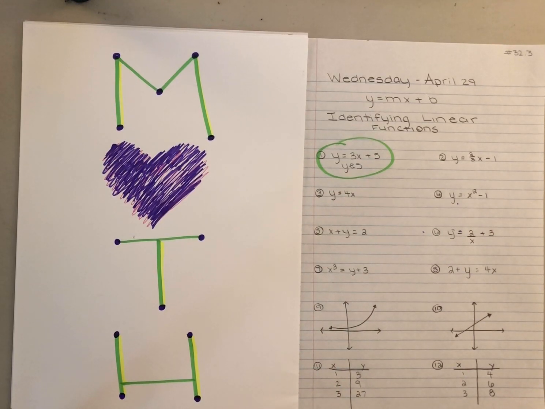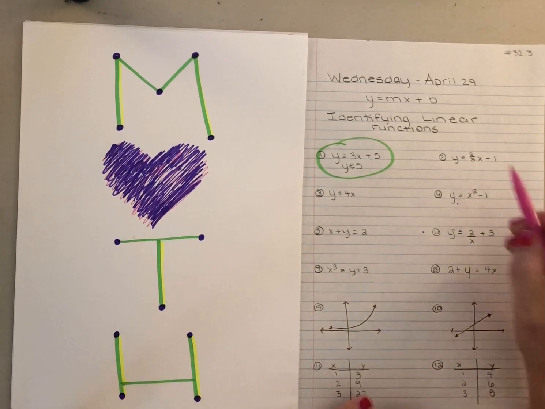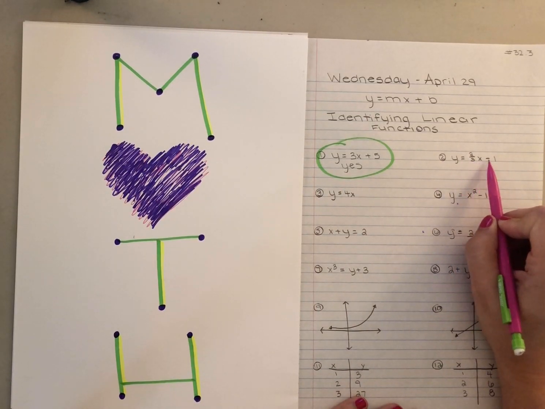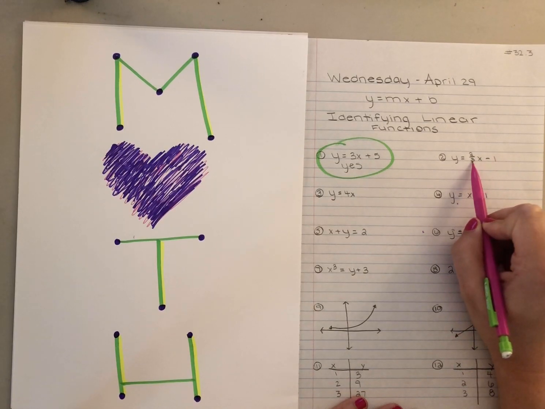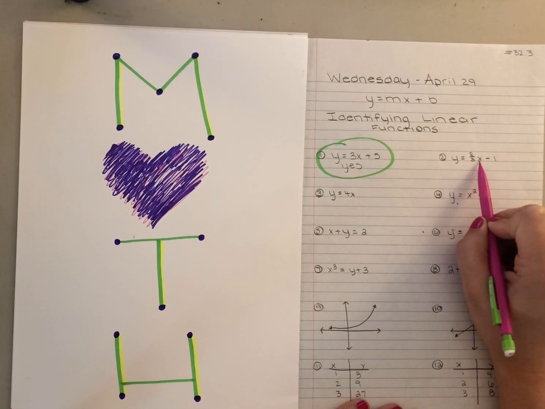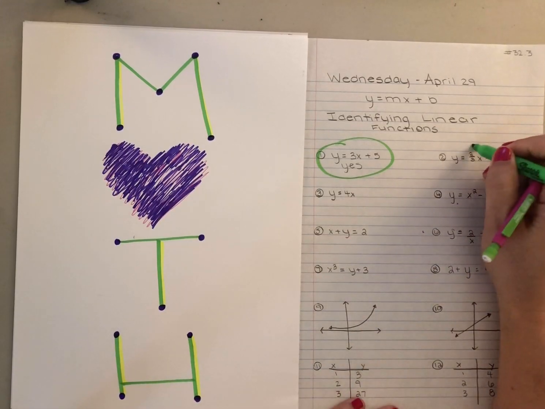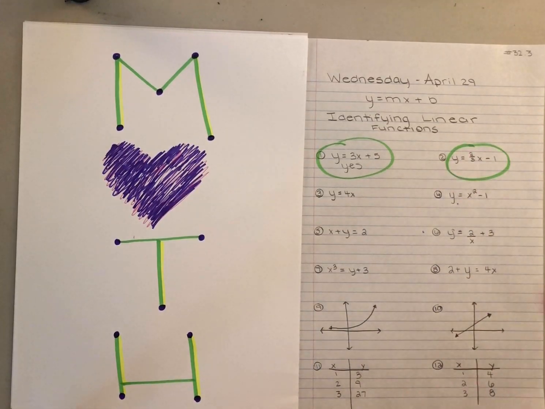Let's look at number 2. We're looking at an equation. Is this in slope-intercept form? Do we have y equals mx plus b? I have y equals a slope times x and then an intercept. The slope is a fraction, but that's fine. It's still a number. Times x minus 1. That's definitely in slope-intercept form, so that is another yes.